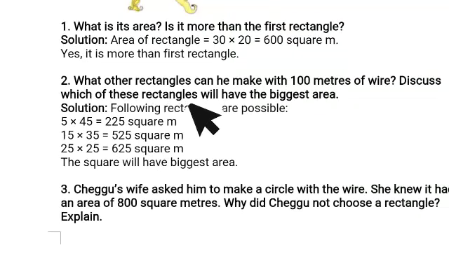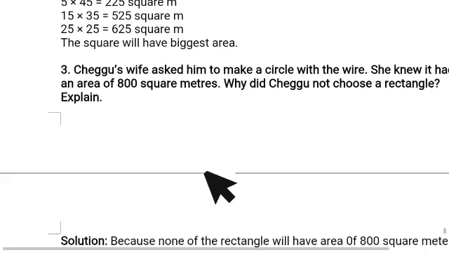What other rectangles can be made with 100 meter of wire? Discuss which of these rectangles will have the biggest area. The following rectangles are possible: 5 into 45, 15 into 35, and 25 into 25 square. The square will have the biggest area.